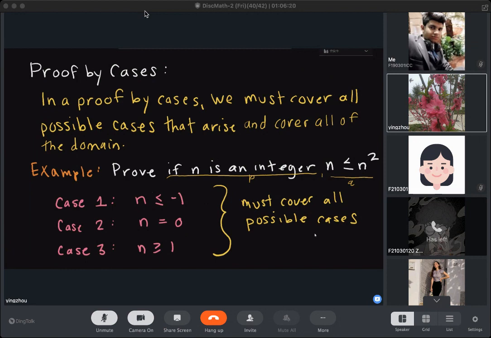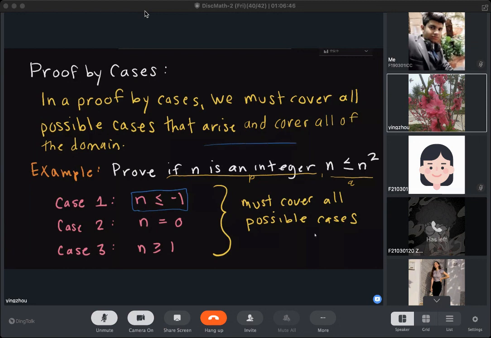Now, hopefully at this point in your mathematics study, you have determined that negative values sometimes react differently in a function than positive values, and zero often acts differently than anything else. So that is what I chose to use for my cases. I'm going to take a look at what happens when I have a negative value, which I'm saying n is less than or equal to negative 1.